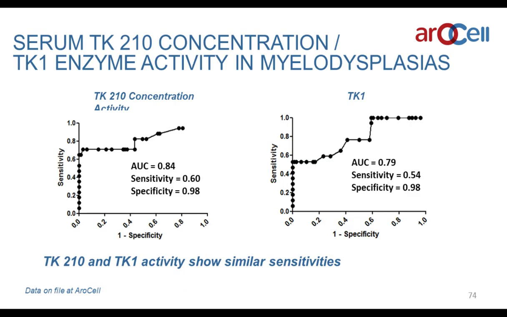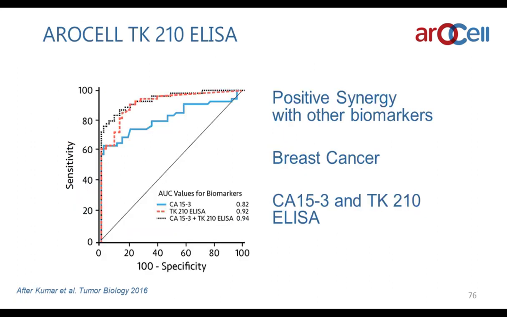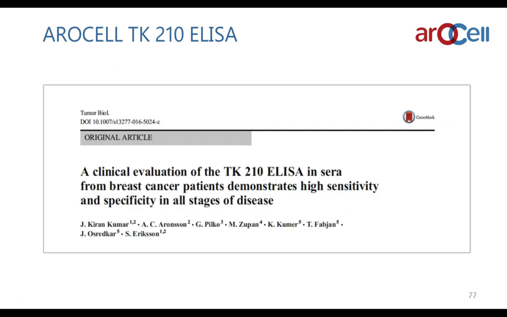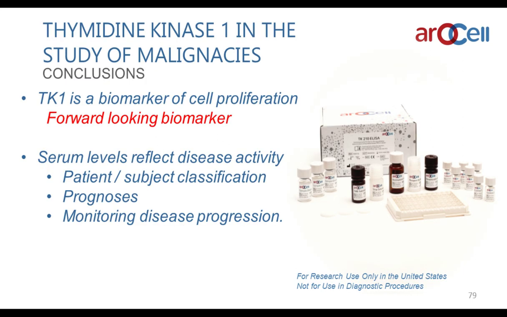As I mentioned, in hematological malignancies, it gives quite similar results to the traditional TK1 enzyme activity assays, so you can build on traditional data. In solid tumors, in this example for breast cancer, it's much more sensitive for TK1 than the enzyme activity assays. It can be profitably combined with other tumor biomarkers. Publications are coming out on its application, such as these examples.